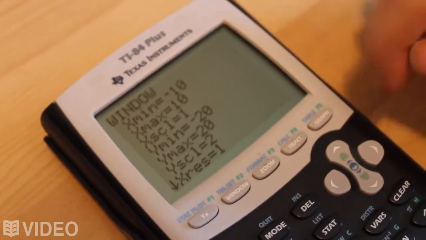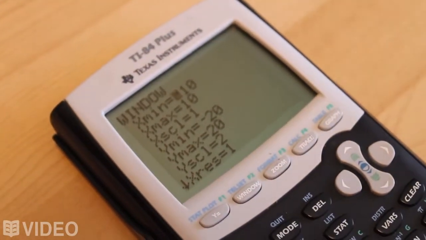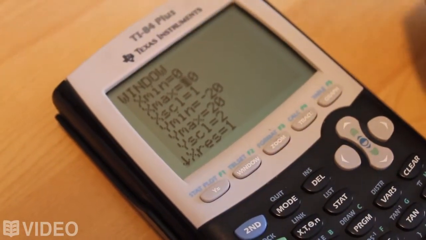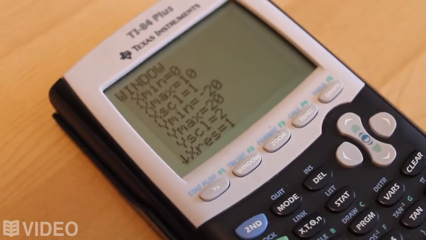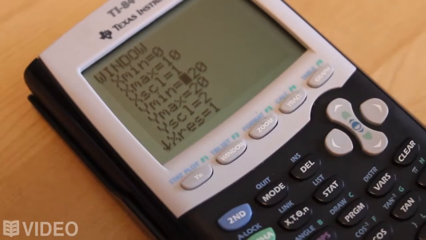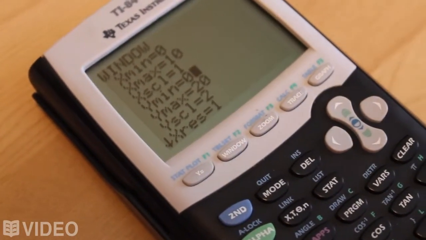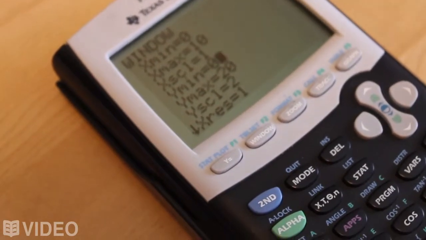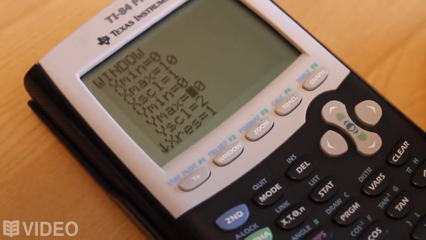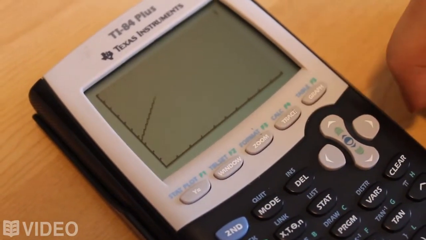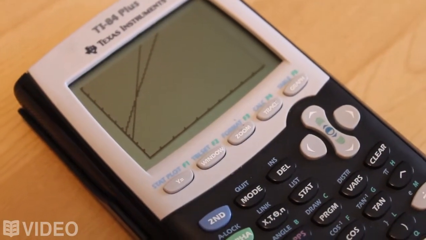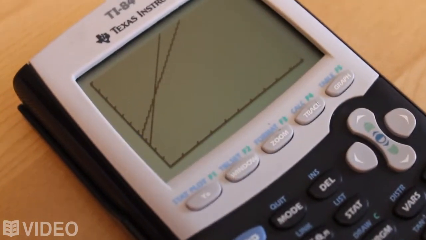So we can go back to window, and we can say that the x minimum is 0, because we're only really looking at the positive quadrant. We'll probably go to an x maximum of 10, because we can see that they definitely intersect within that region. And we can set the y minimum to 0, because we know it's in that positive quadrant. It's above the x-axis, so y is greater than 0. And I'll just leave y max on 20 for now. Now we're starting to get a better idea of where these two lines are intersecting.